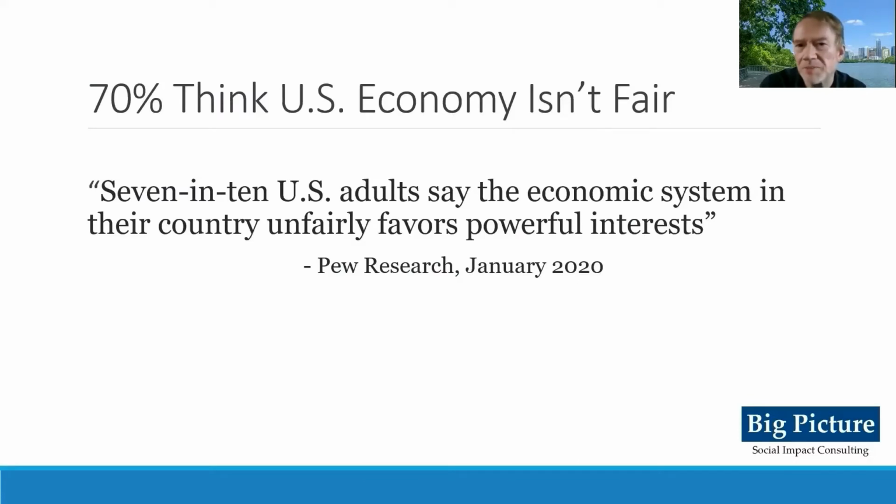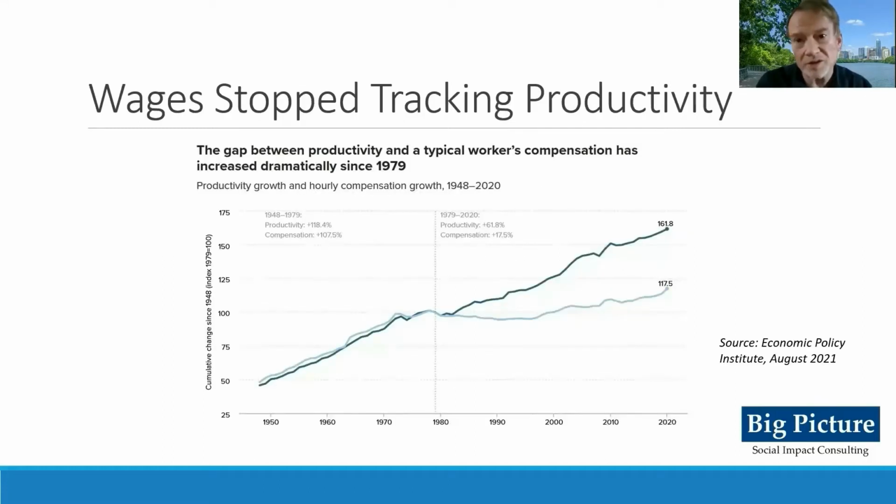Our economy has become a major area of concern for Americans, according to Pew Research, with 70% feeling that it's rigged to benefit the wealthy. They may not be wrong. Inequality is soaring, as this chart from the Economic Policy Institute shows. Median wages used to track increases in productivity up until the late 1970s, where they diverged sharply from the steady gains in productivity, almost flatlining in the years since.